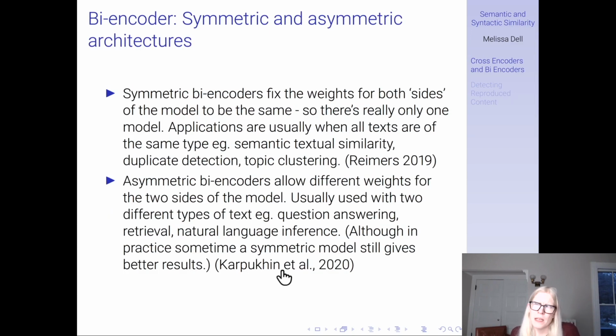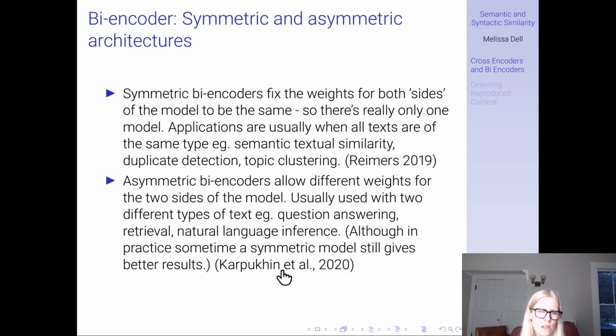And so generally speaking, there's two types of bi-encoder architectures. You can have a symmetric bi-encoder or an asymmetric bi-encoder. So symmetric bi-encoders fix the weights for both sides of the model to be the same. So you are training these two bi-encoders to take two texts that are the same and map them to the same place, and two texts that are different and map them to different places. But the weights on both sides of that are fixed to be the same. So when you finish, you'll have a single model.